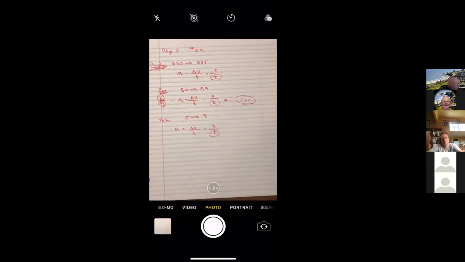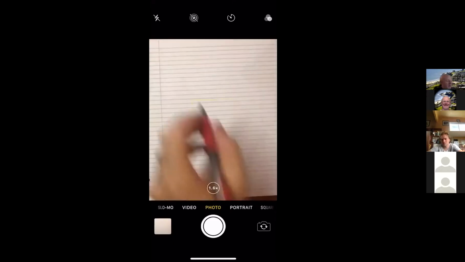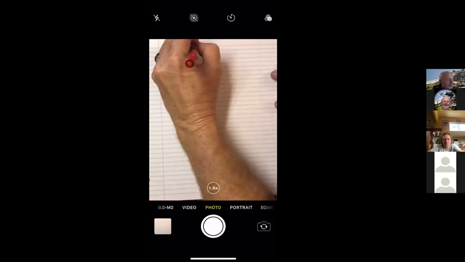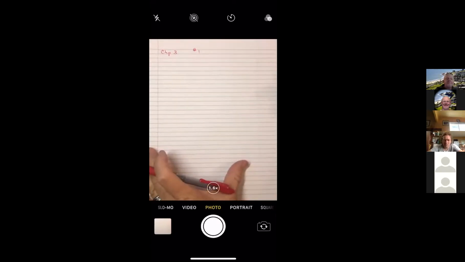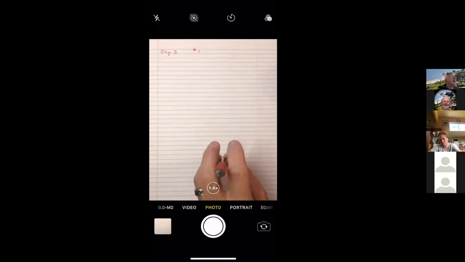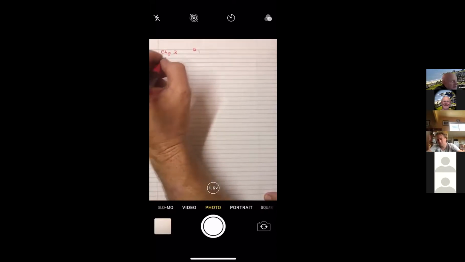Okay, so number one, let me get a clean piece of paper here. All right, so chapter 3, number 1, and it says, find the size of the net force produced by a 6 Newton and an 8 Newton force in the following arrangement. Okay, now the A says that the two forces act in the same direction.